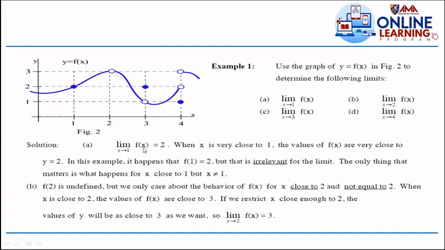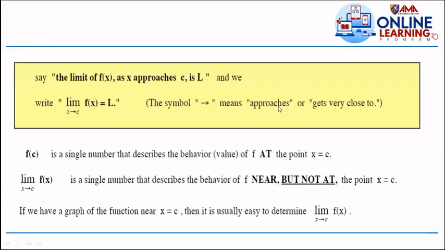The limit of f of x as x approaches 1 is equal to 2. When x is very close to 1, the values of f of x are very close to y equal to 2. In this example, it happens that f of 1 is equal to 2, but that is irrelevant for the limit. The only thing that matters is what happens for x close to 1, but x not equal to 1. Dahil dito, gagamitin natin yung approaches and very close to, not equal.